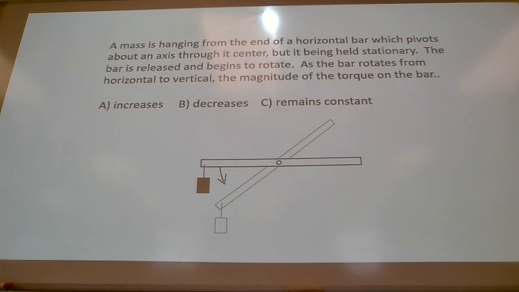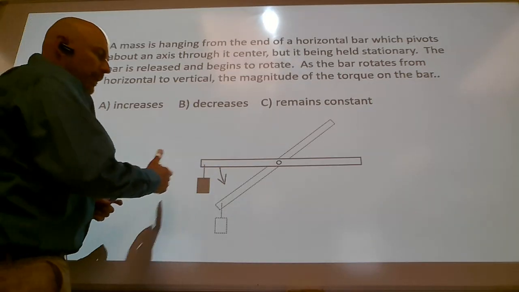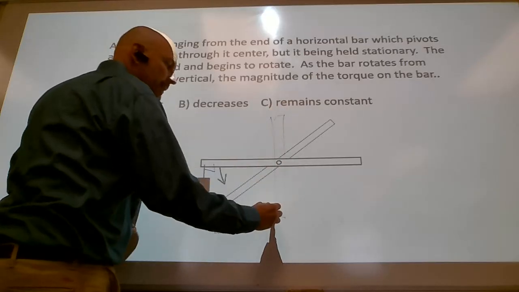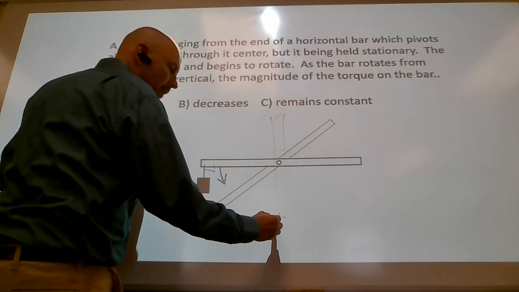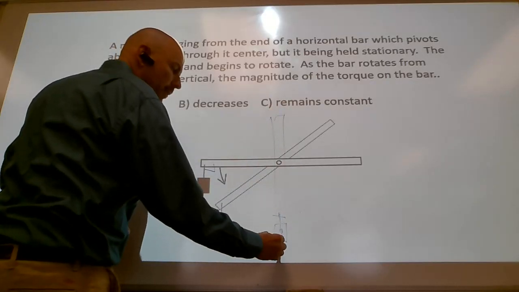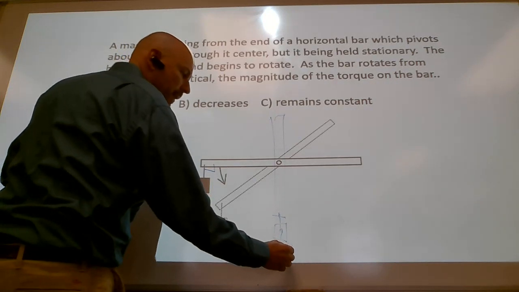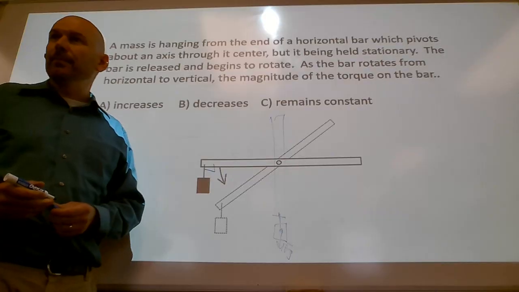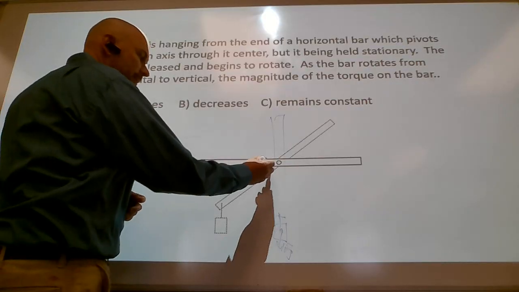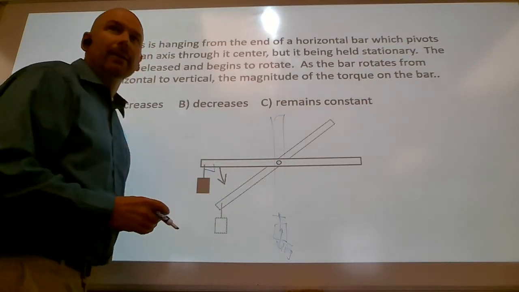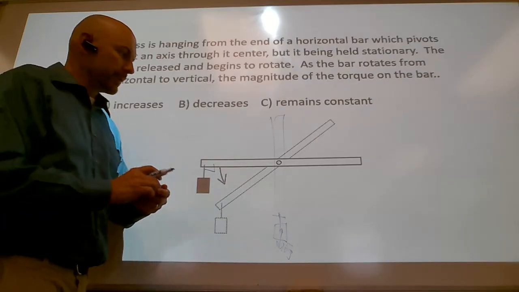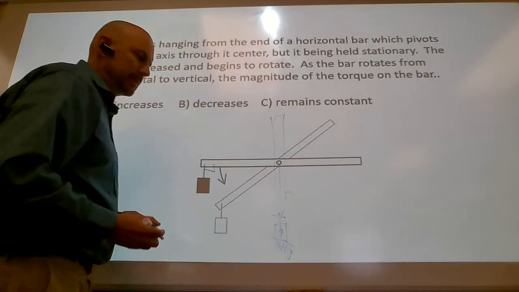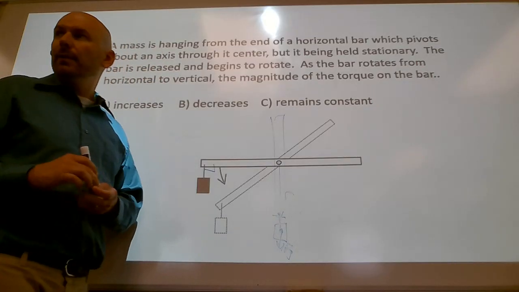Here's the extreme case. This is the maximum, it's perpendicular. The extreme case is here. How much torque is the force of gravity exerting? Zero. So it becomes less and less perpendicular to the radius vector. Here's your radius vector. Good with that?